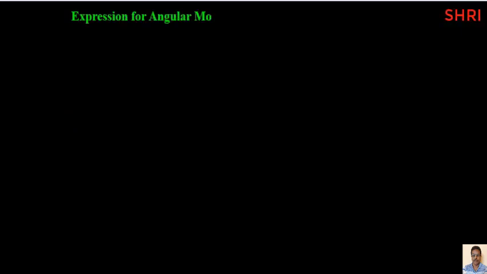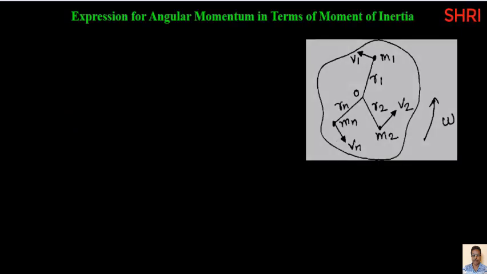Now we have to prove it for a multi-particle system. Suppose the body consists of a number of particles. O is the center of rotation, and the body consists of different particles of masses m1, m2, m3 up to mn. Their distances from the center of rotation are r1, r2, r3, rn. Their linear velocities are perpendicular to r1, because linear velocity is always tangential to the circular path, and tangent to the circle and radius are always perpendicular to each other. v1, v2, v3, vn are their linear velocities.